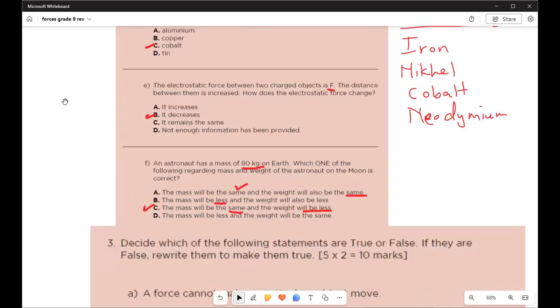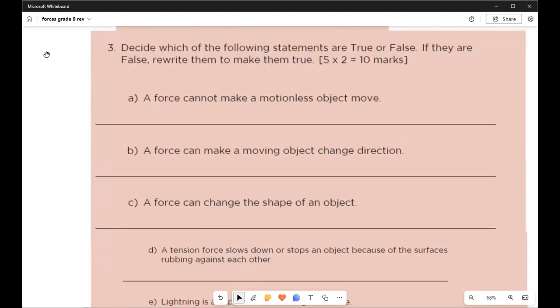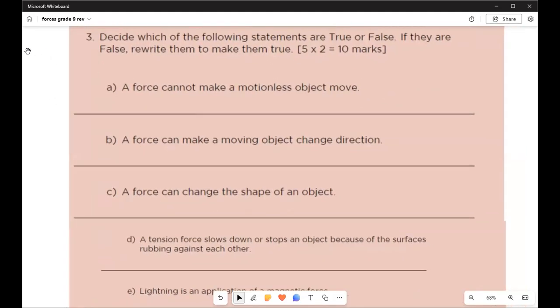Perfect. Now let's go and answer number 3. Decide which of the following statements are true or false. If they are false, rewrite them to make them true. Okay. Now let's see the first one. A force cannot make a motionless object move. This is false, obviously. And then when you correct it, you remove cannot, right? A force can make a motionless object move, or you can say a force can move a stationary object, provided that the force is greater than the frictional force.